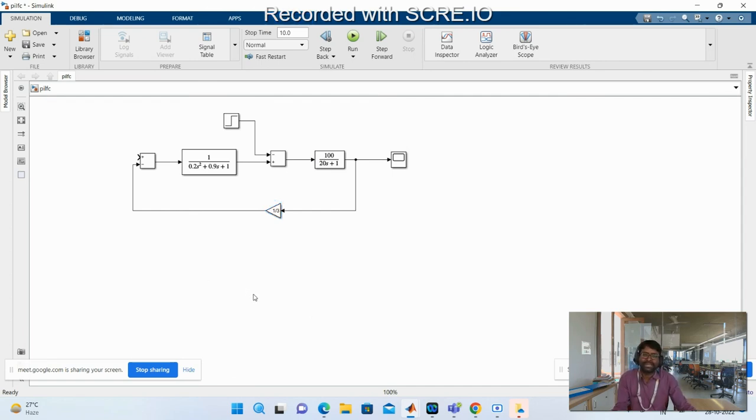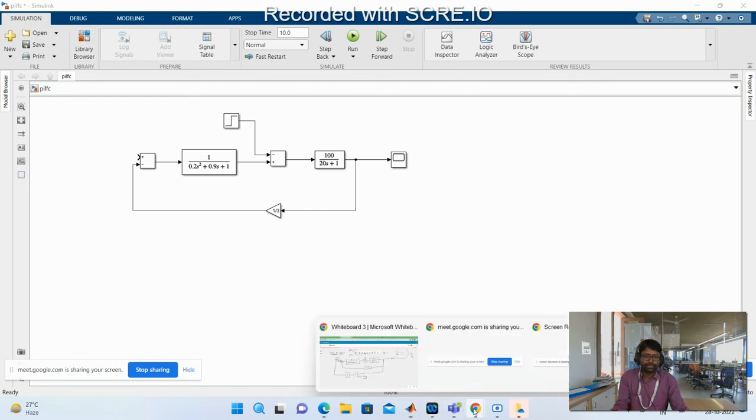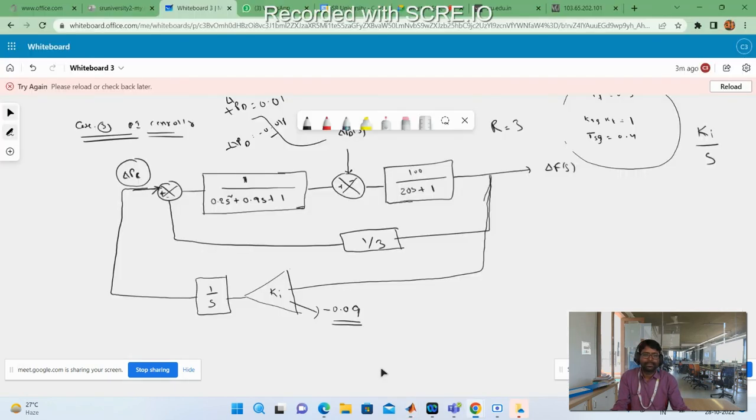Now you have to include the PI controller, right? So for the PI controller, what do I have to add? I will show this one. See, Ki by S. This one I have to include. So this is the gain, and this is the 1 by S integral, proportional integral.